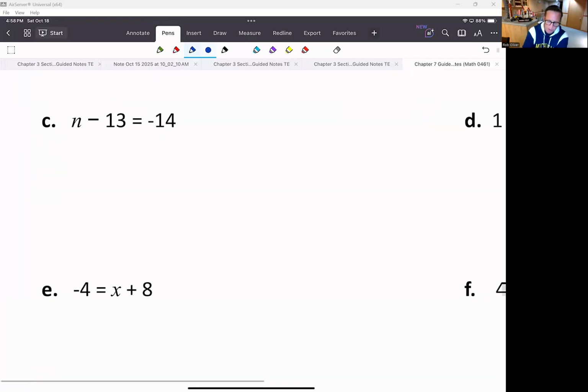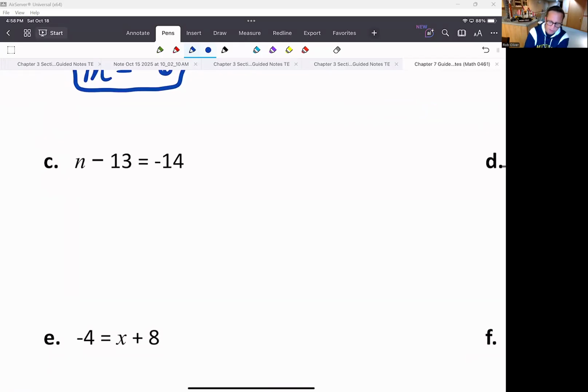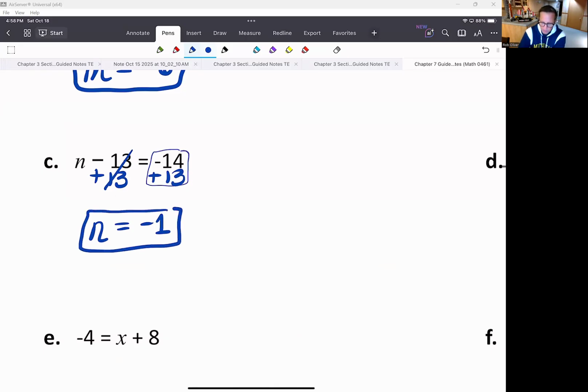Okay, keep going here. We're going to add 13 to both sides here, because the opposite of -13 is adding 13. Those cancel off right there. And then we've got n equals -1. We have -14 plus 13, which leaves us with -1.